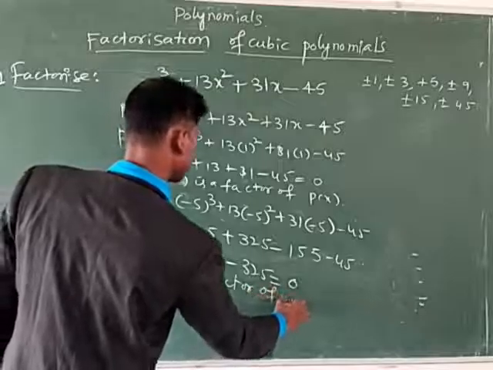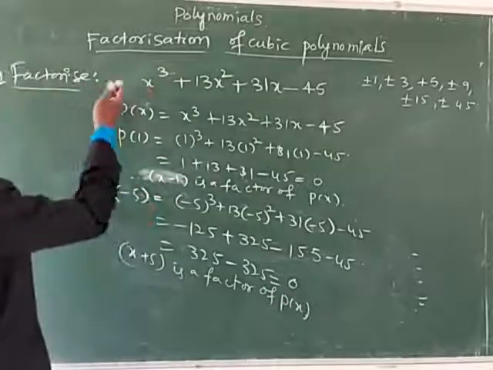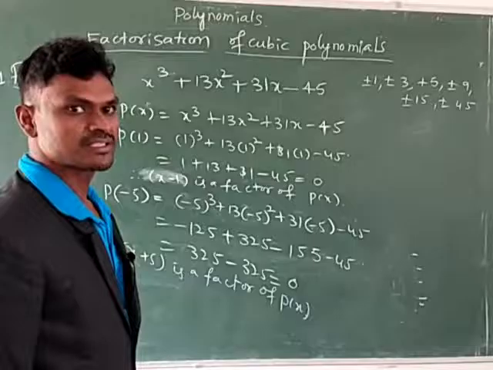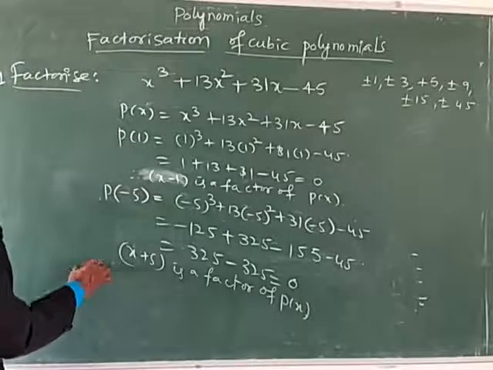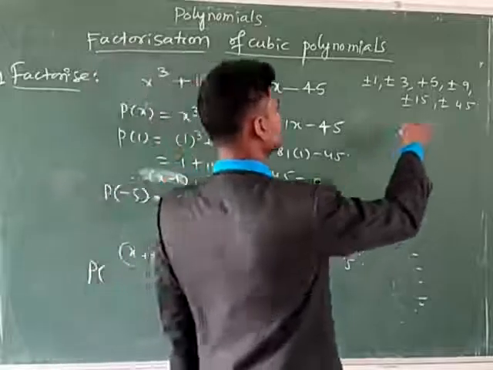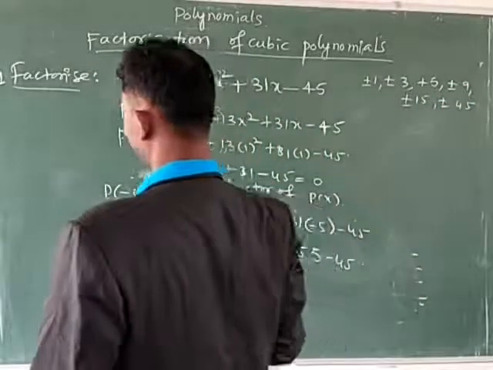Now see here, this is a cubic polynomial. How many factors are possible? Three factors. One more you have to check here. You can write minus 9.